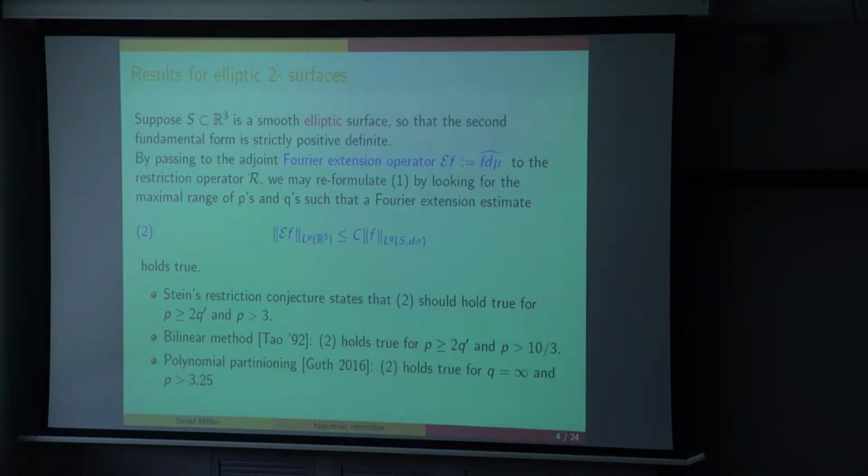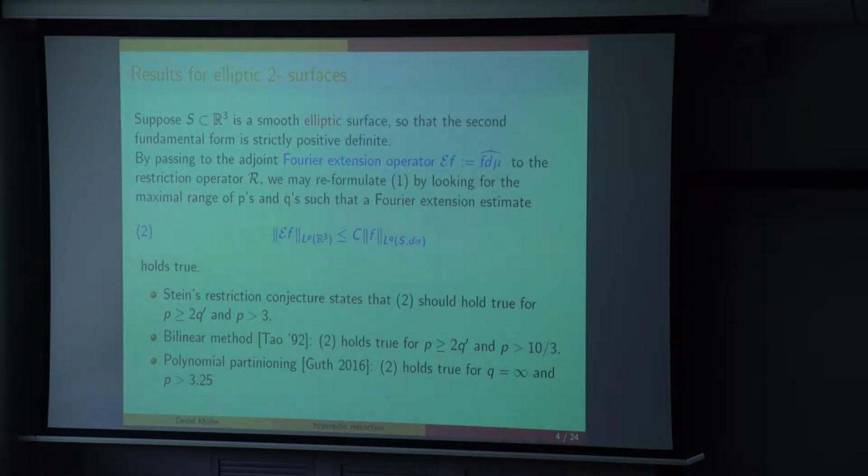And so for this elliptic situation, think of a sphere or the paraboloid. Stein's restriction conjecture states that this inequality, that E of f should be bounded in L^p of R^3 by the L^q norm of f on the surface, should be true for p strictly bigger than 3 and p greater or equal to 2q prime. The line p equals 2q prime is a so-called critical line. It's easy to see that this is a necessary condition.